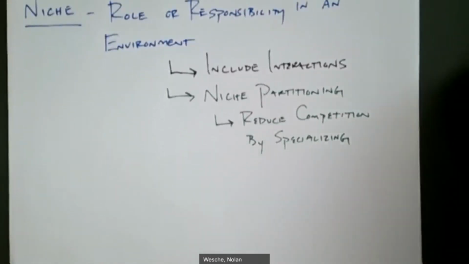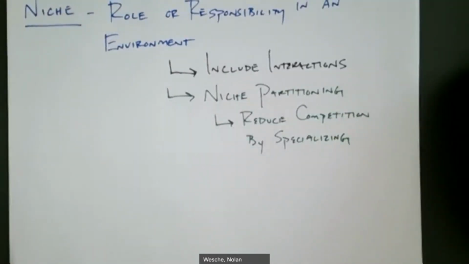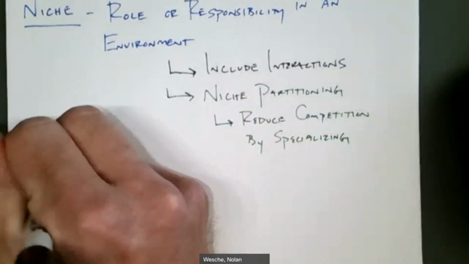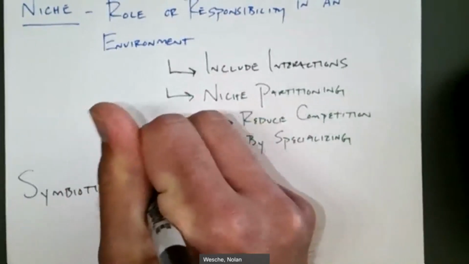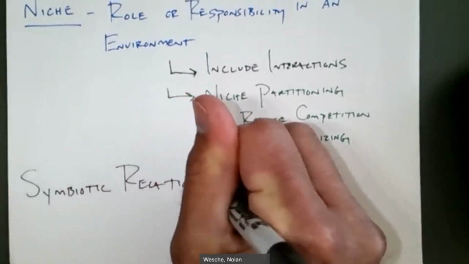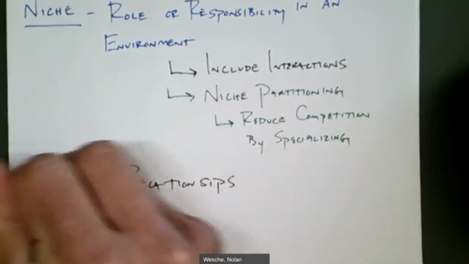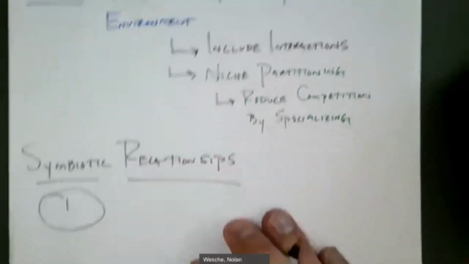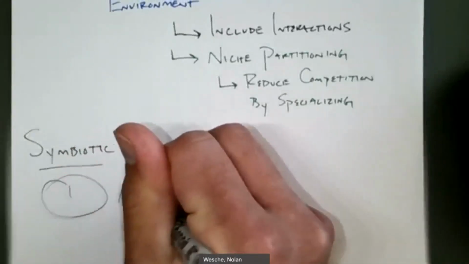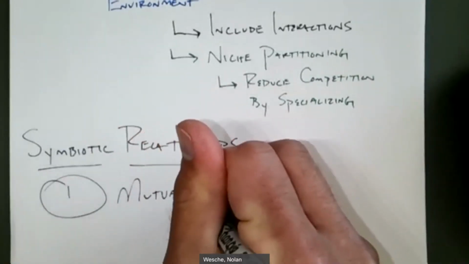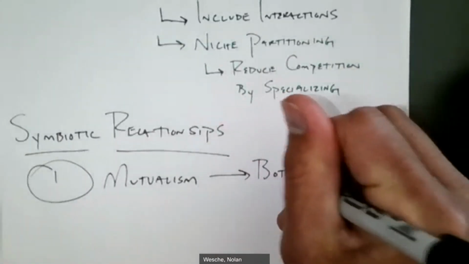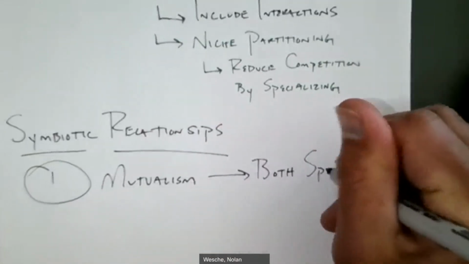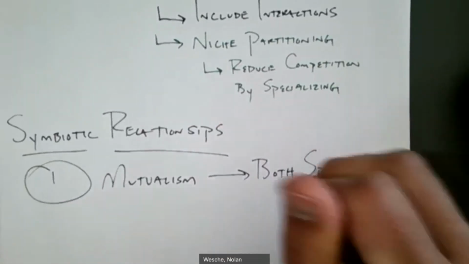So move along, we're going to talk about some of these relationships and these interactions that we included up above. So we're going to look at some symbiotic relationships. And the first one that we're going to look at is what we call mutualism. Mutualism, and this is going to be a relationship where both species receive some sort of benefit from the relationship.